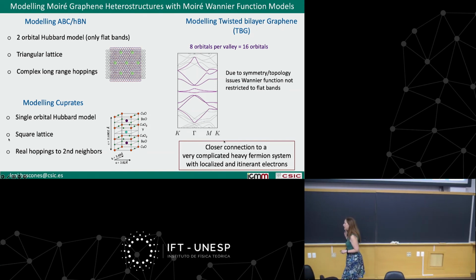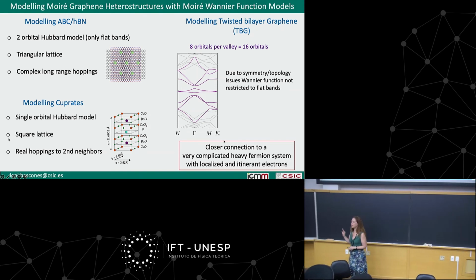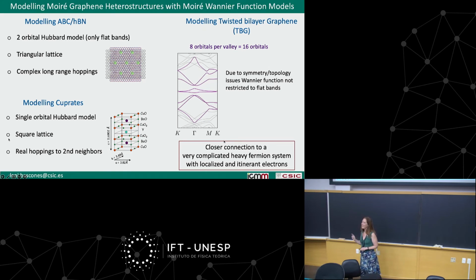We have in each valley, so the two orbitals are associated to the two valleys. In each valley, we don't have time reversal symmetry, but the two valleys are related by time reversal symmetry. So I have been plotting all the time only one valley. Once you have the two valleys is when you recover the time reversal symmetry.